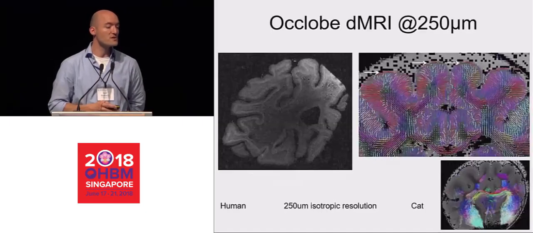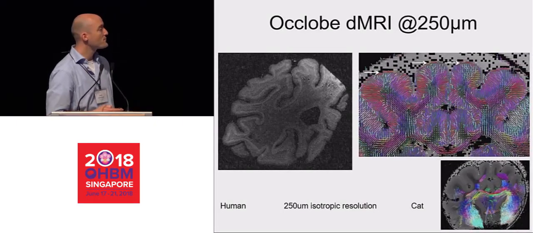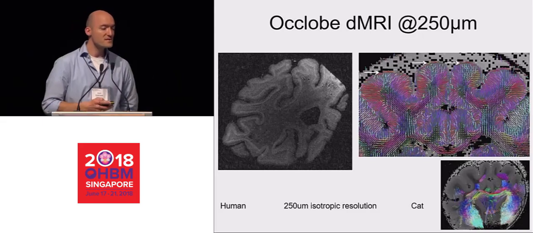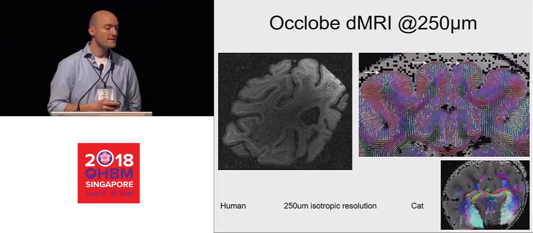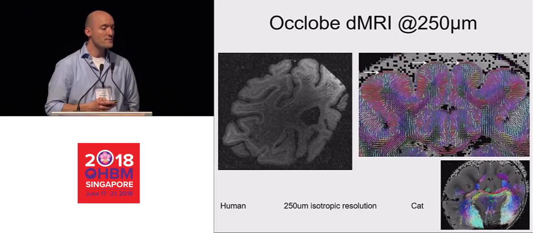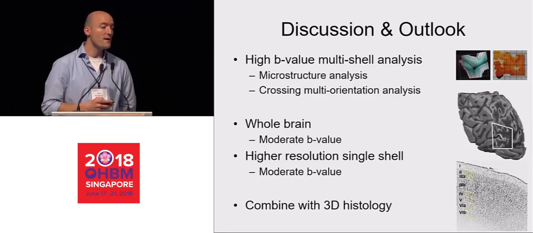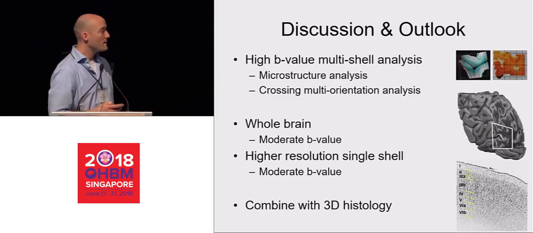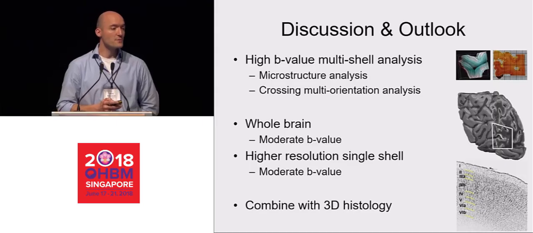Furthermore, if we look at those trade-offs, it would be interesting to go to a higher resolution on a single shell for the occipital lobe. And indeed there we've achieved, and you see that on the left here for the human occipital lobe, on the right for some test acquisitions on a cat cortex, 250 micron, and that diffusion data, although experimental and early, looks quite promising. And then finally, it would be very interesting to combine data like this with 3D histology, with optical tissue clearing and light sheet microscopy on the same tissue in order to validate some of these results.